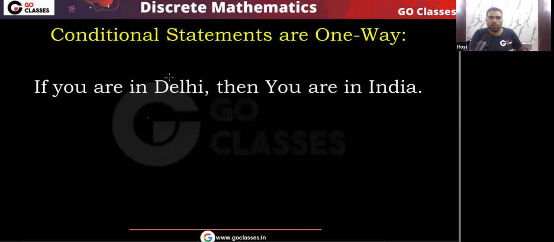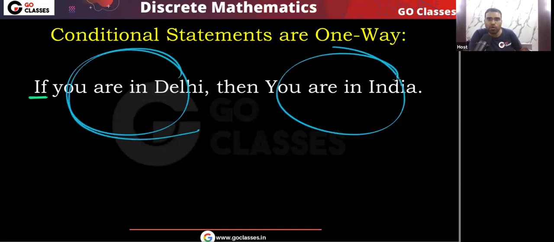Now let me tell you that conditional statements are one way. For example, consider this conditional statement: if something, then something, if P then Q. Remember, conditional statements are one way. It means if this happens, then definitely this will happen, but if this does not happen, then this may or may not happen.